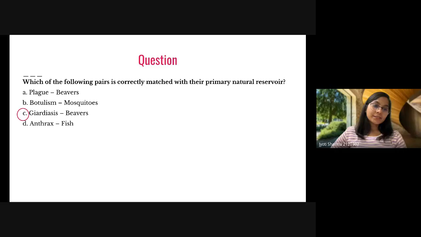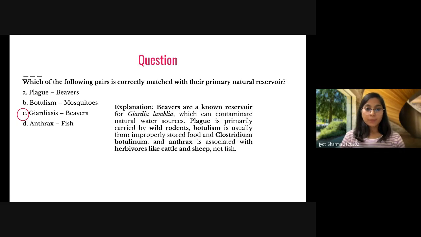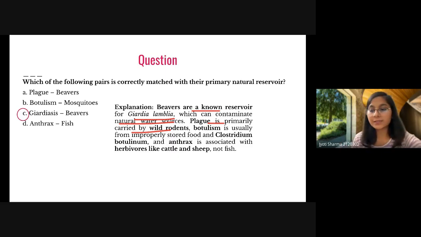So C is the right answer, that the natural reservoir for giardiasis is the beavers. Beavers are a known reservoir for Giardia lamblia, which can contaminate natural water sources. Plague is primarily carried by wild rodents. Botulism is usually from improperly stored food and Clostridium botulinum, and anthrax is associated with herbivores like cattle and sheep, but not fish. So this is how we can correctly match answer C.